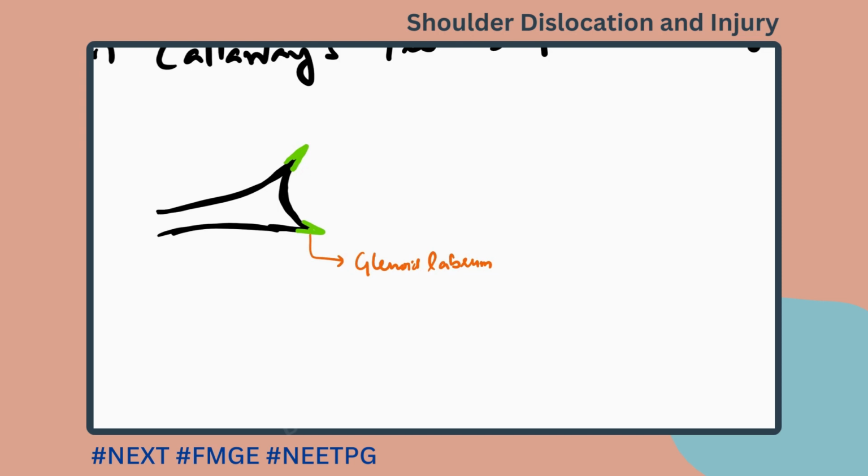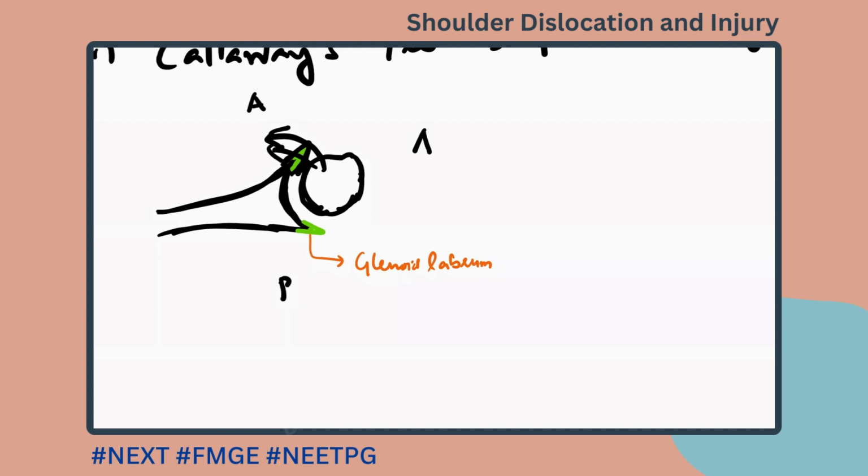Now, what is the structure sitting within the glenoid cavity? It is the head of the humerus. Let us consider this is the anterior side of your body and this is the posterior side. Now, if it dislocates like this, what is this dislocation called? It is called anterior dislocation. When the head of the humerus dislocates anteriorly, it tears the glenoid labrum and goes.